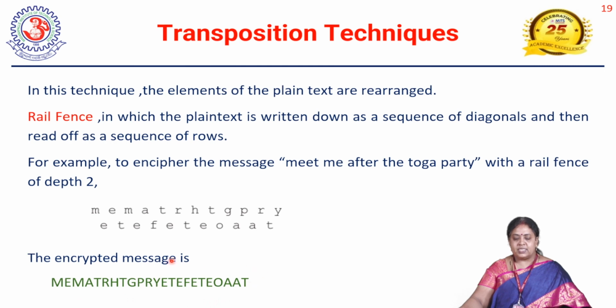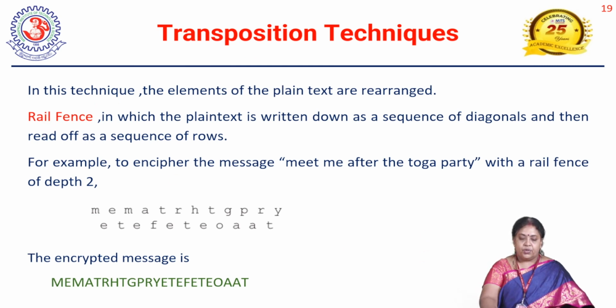Here we have not substituted any other character, we are just going to replace the characters. We are going to change the position of the characters. So M is the first position, E is the second position, so M E will be the same. Then what is the next position? E is the next position, but we have changed the position with M. Like that we are going to change the positions. So this we call a transposition technique, and one of the techniques is rail fence.